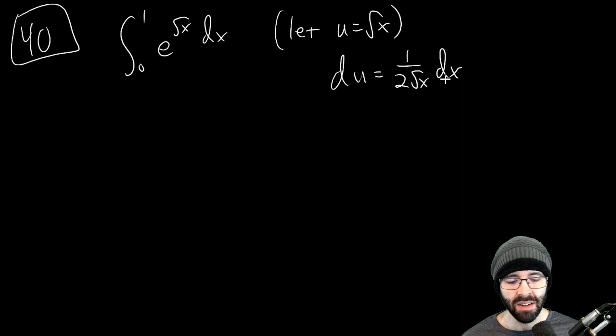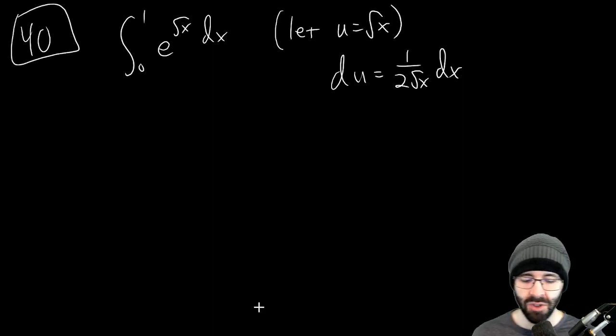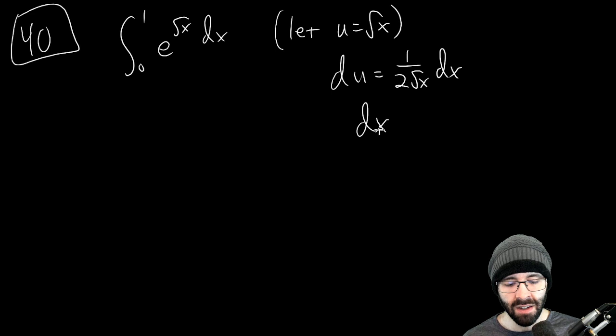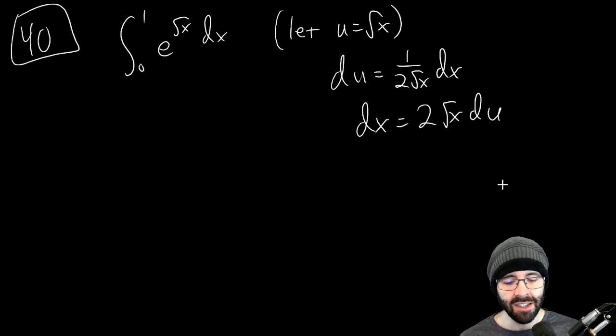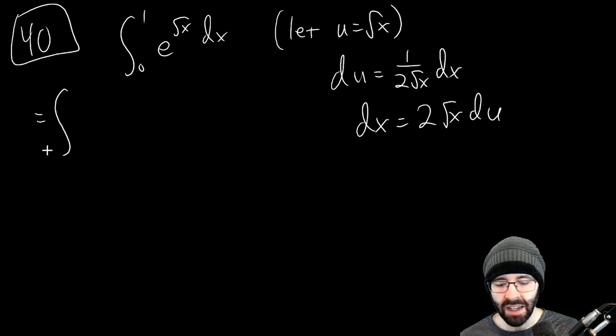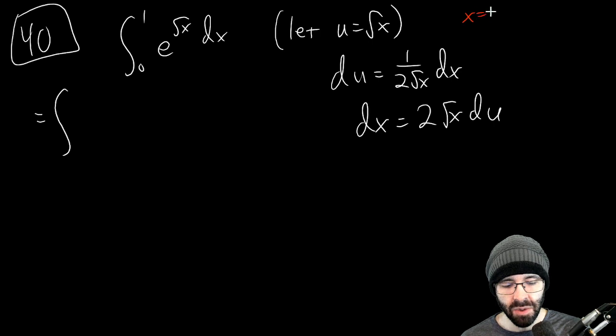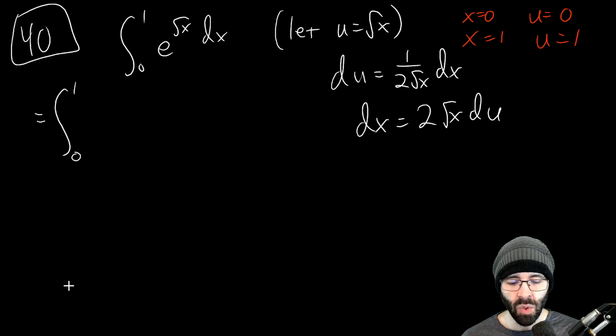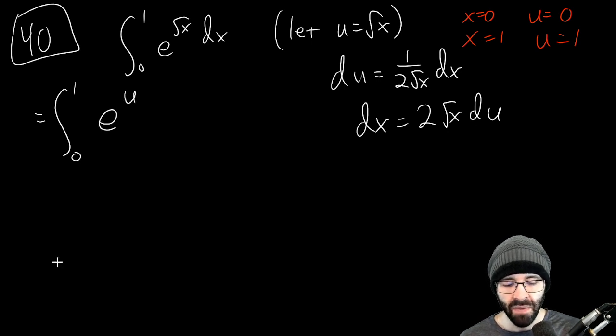So we either need to put it there or solve for dx. It's your choice. Remember, one of the ways that we did u substitutions was actually to solve for dx instead of du. Because now what do we get? We get the integral. Well, let's change the limits. If x is equal to 0, then u is the square root of 0. If x is 1, u is the square root of 1. Oh, that's nice. The limits don't change. Now e to the square root of x becomes e to the u, and dx becomes 2 square root of x du.